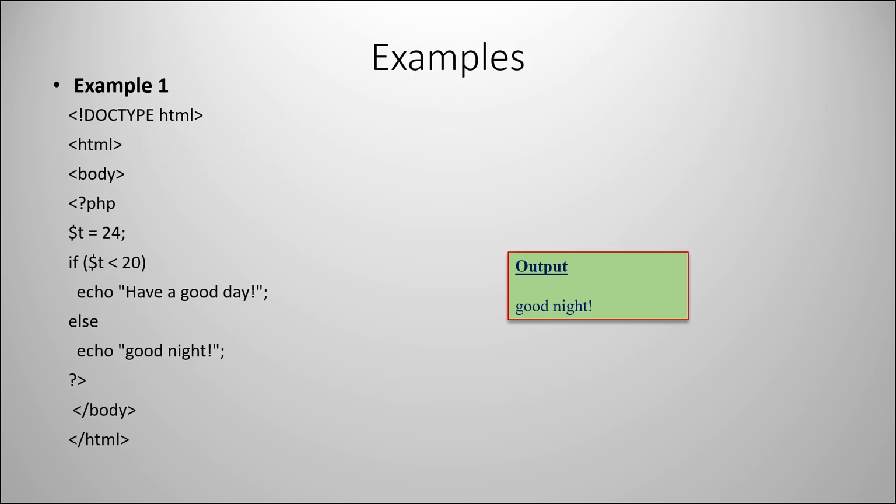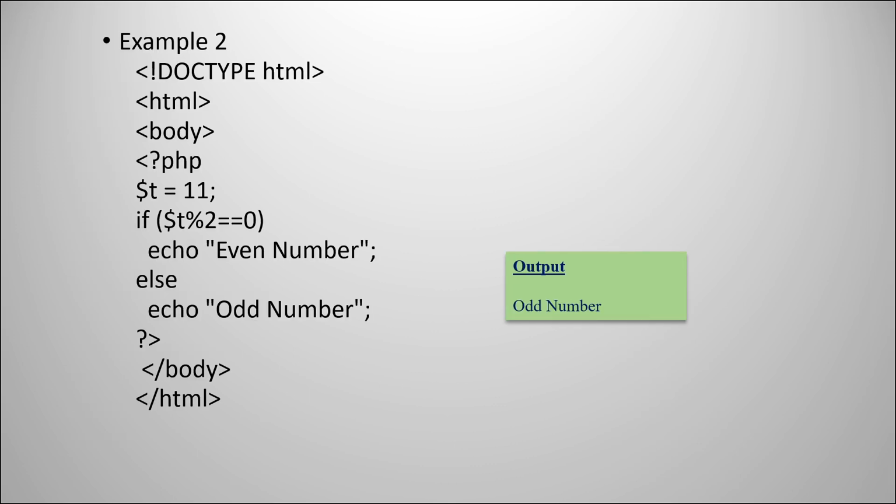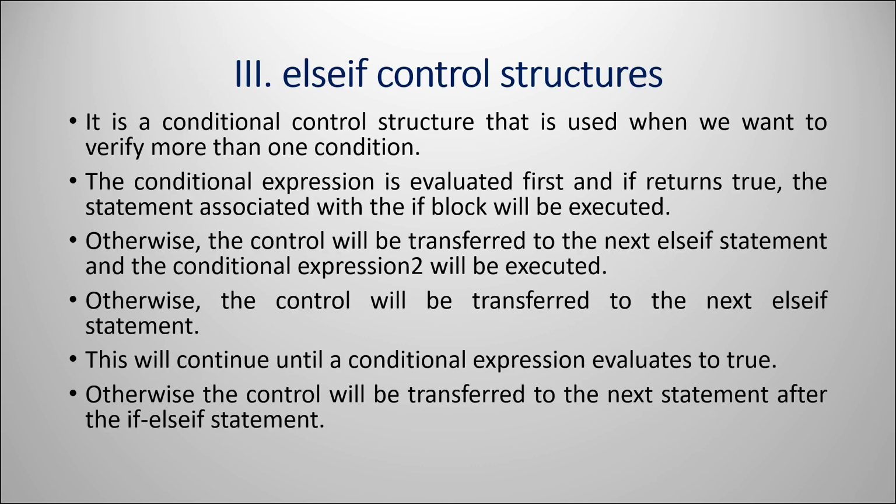In this example, it is going to check the value of t. If it is less than 20, it has to print have a good day. Otherwise, it has to print the message good night. In another example, it is going to find whether the number is an even number or an odd number. So it has to check the number divided by 2, and if the remainder is 0, then the given number is an even number, otherwise the number is an odd number.